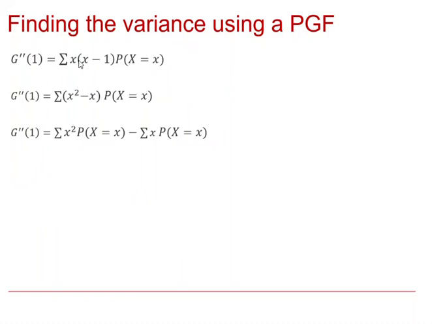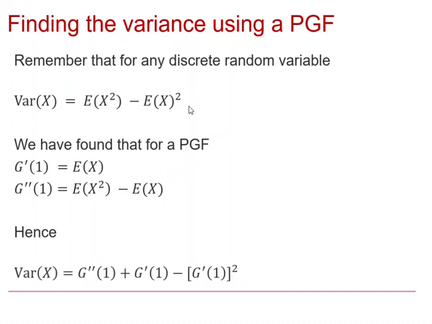And if we take the summation and simply multiply out, so x multiplied by x minus 1, we would get sigma x squared minus x multiplied by P(X equals x). And because of the linear nature of summations, we can split that into one sum, which is x squared multiplied by the probability that x takes the value x, minus the summation of x multiplied by the probability that x takes the value x, and that you should recognize as E(X squared) minus the expected value for x.